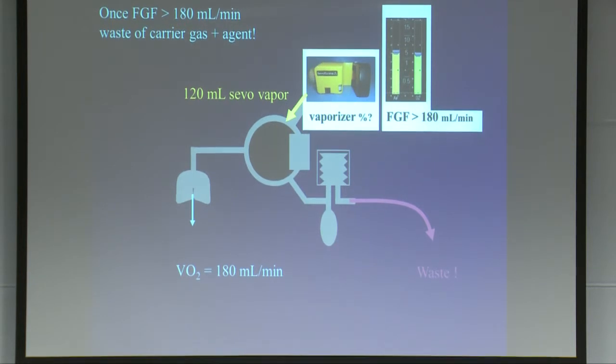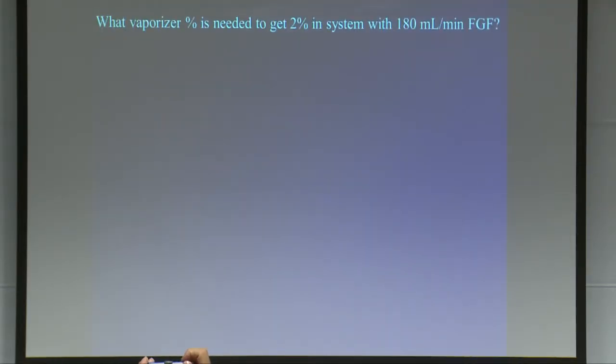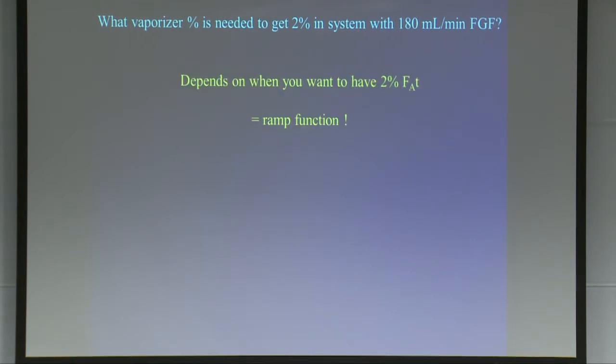So the question becomes, how do I give the 120 milliliters of Sevo together with the 180 milliliters of oxygen? Can we do this without preventing excess gas from leaving the circuit? Or said differently yet, what vaporizer percentage do we need to get 2% in the system with 180 milliliters per minute? Well, obviously, it depends on when you would like to have the 2%. And that's where we're starting to talk about ramp functions.